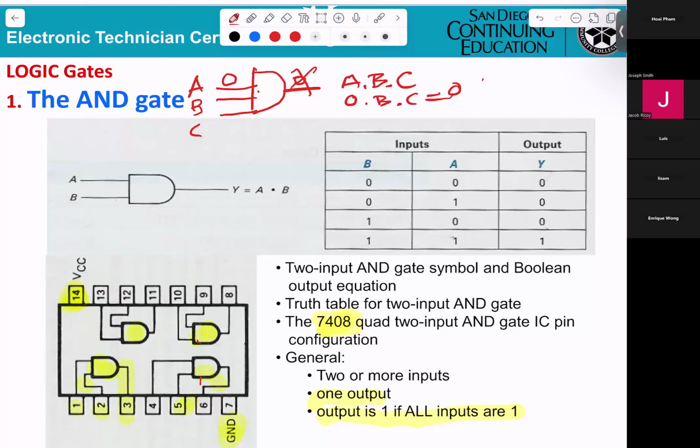The thing is A is 0. B can be 1 or 0, it doesn't matter. That's why we say don't care. C means don't care. If you get A as 0, you measure the output. You cannot get 0, you say go ahead and change that out. That's great.